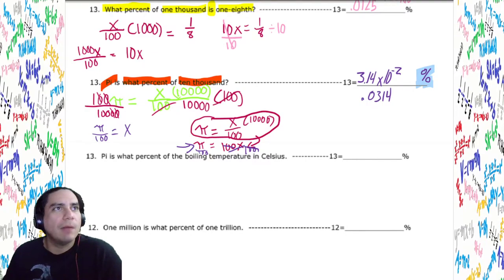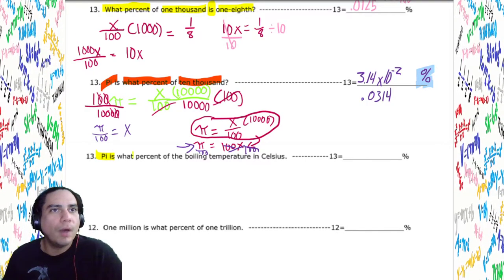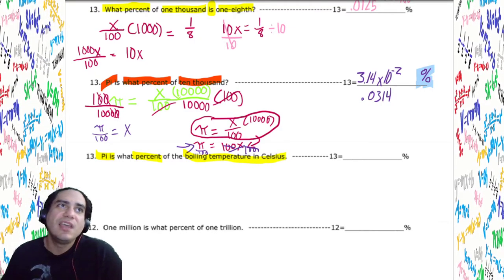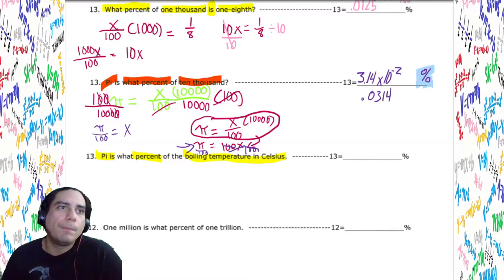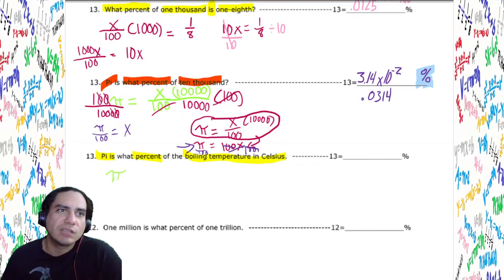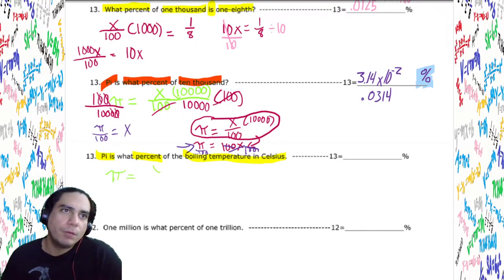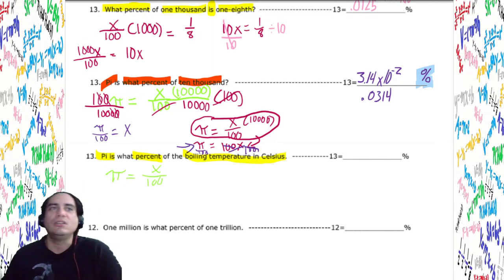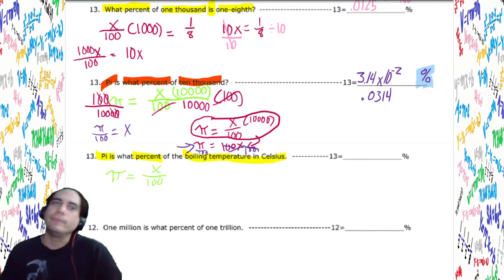Let's go. Next problem. Let's hit it. Pi is what percent of the boiling temperature in Celsius? Now, here's the deal. If you don't know what the boiling temperature is, you already got yourself some big problems. But I'm here to help you out. All of this other stuff right here is pretty easy. We got pi equals x out of 100.